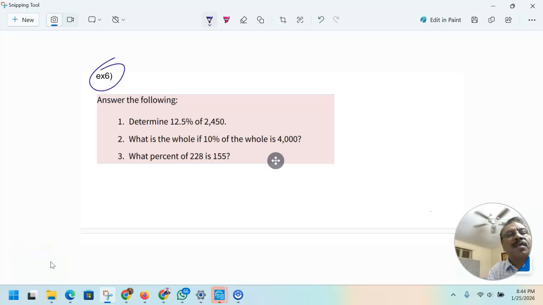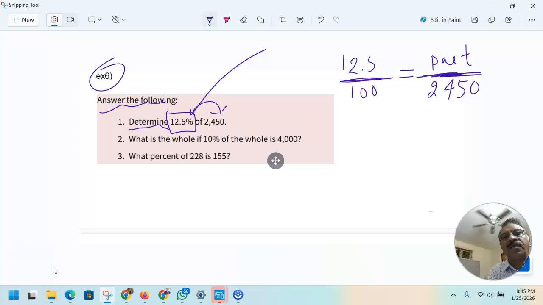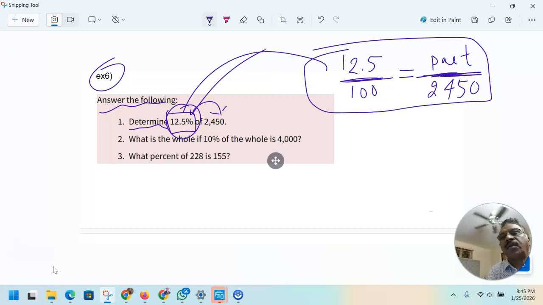So this is example number 6. Answer the following question. So determine 12.5% of this, right? That means when you do the fraction, what it basically means is saying, hey, the whole is 2450, the big denominator. Out of this, what is this part? We don't know this part. They're given this percentage, so out of 100, it is 12.5%. So that's what this basically means, like a proportion, that the two ratios are equal.